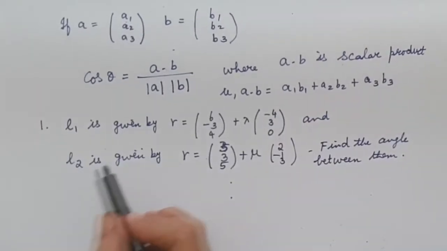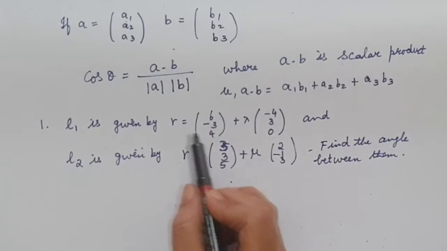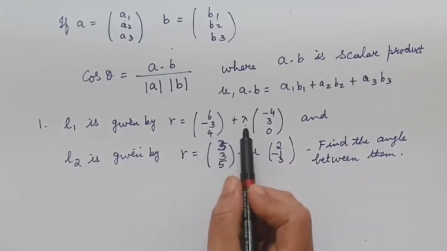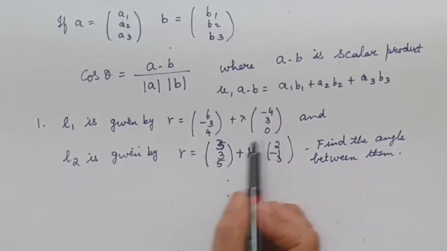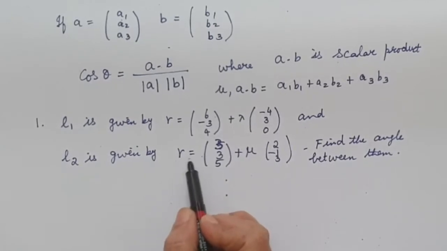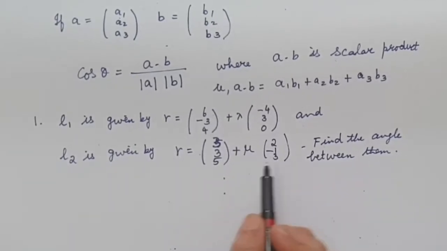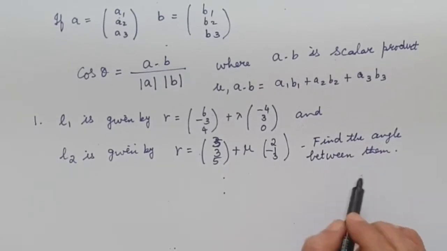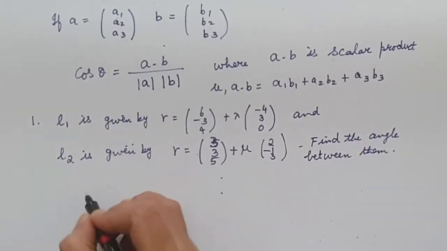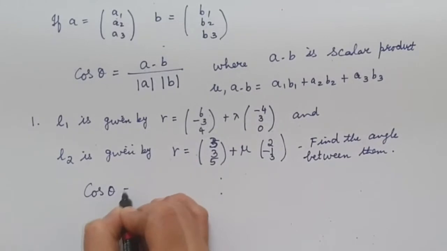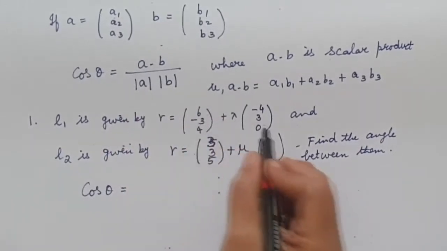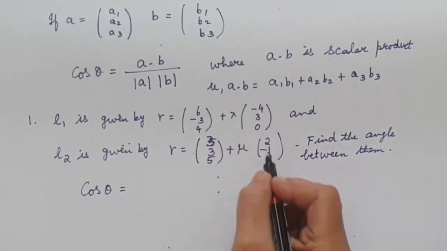The first question: L1 is given by r equal to (6, -3, 4) plus lambda (-4, 3, 0) and L2 is r equal to (3, 3, 5) plus mu (2, -1, 3). Now we need to find the angle between them. So the angle formula is cos theta equal to A dot B, where we just multiply our direction vectors.